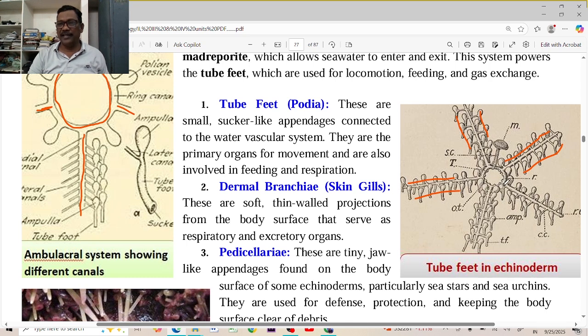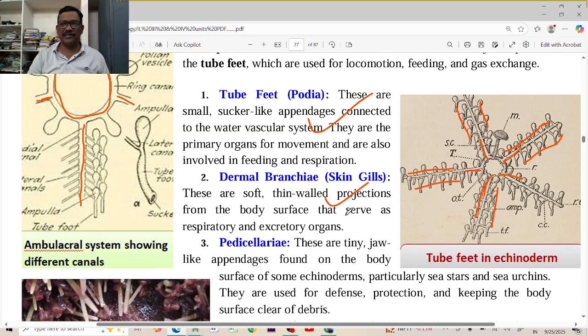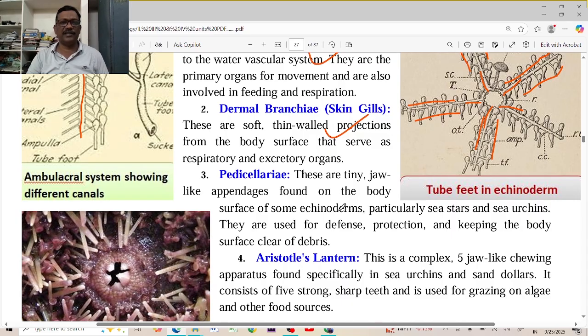This is the ring canal. These are the partial canals which arise from the ring canal in the umbilical system or water vascular system. These are the tube feet. And dermal branchiae: some dermal branchiae develop from these five arms. Those are used for the excretion of material and also for respiration.